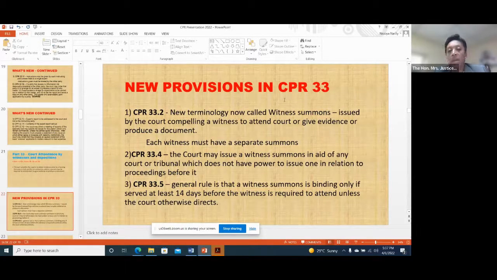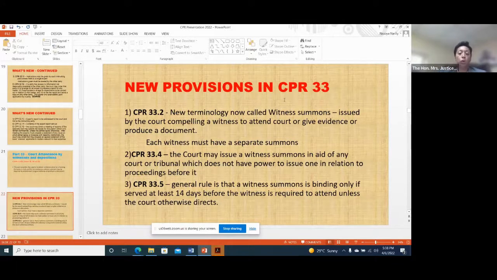Each witness must have a separate summons. And I must say, in my days as registrar, I would have seen subpoenas with 10 names on it. And so this makes it very clear that each witness must have a separate summons, even if they all happen to work at the same place. They must each have their own summons.